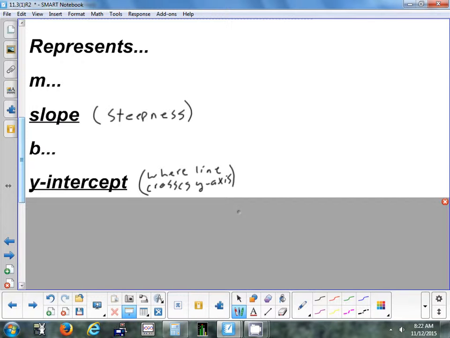Does everybody have those two blanks filled in? Slope for M, y-intercept for B.